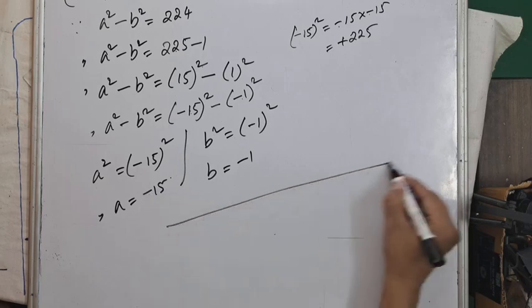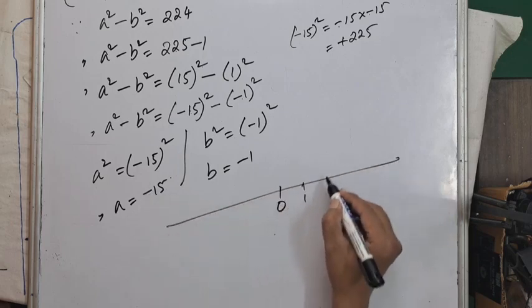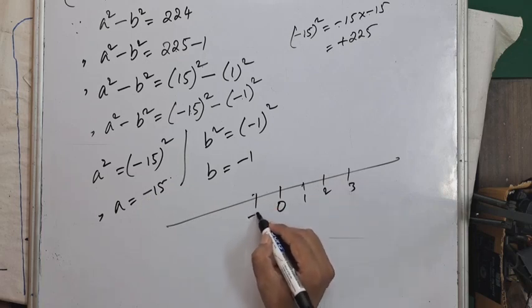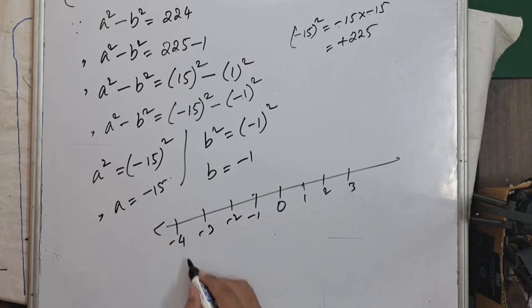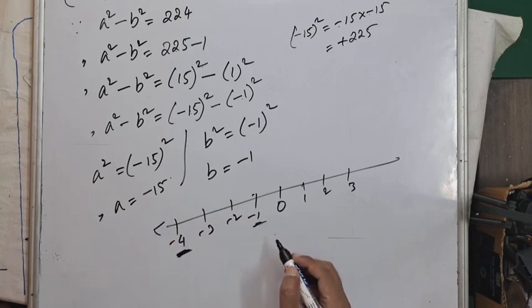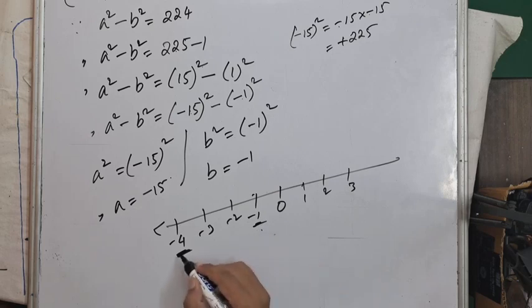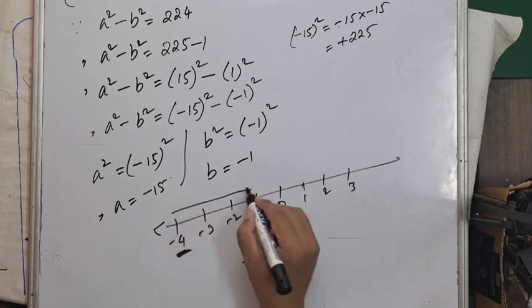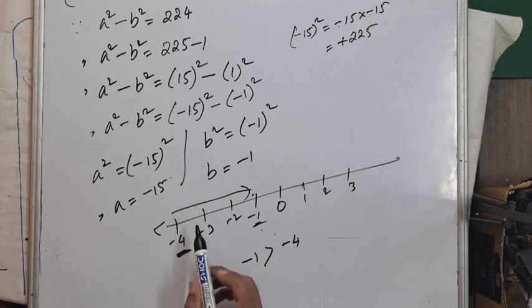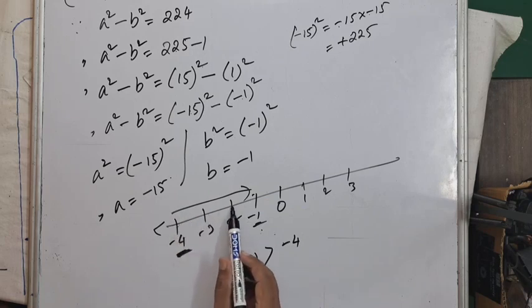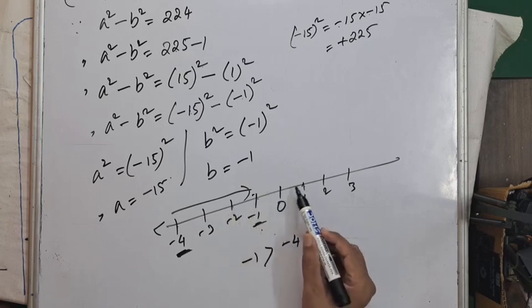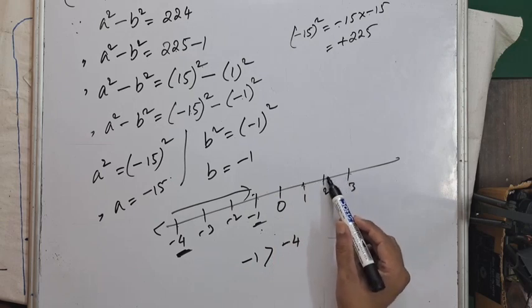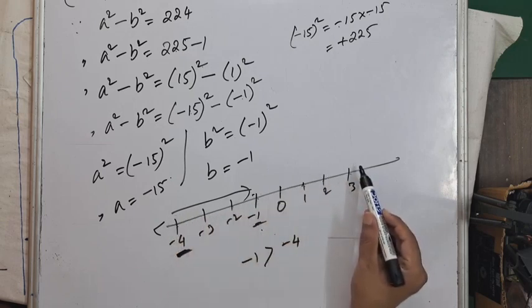its value, isn't it? So this is the number line here: 0, 1, 2, 3, and here minus 1, minus 2, minus 3 and minus 4 and so on. Among minus 4 and minus 1, which one is greater? Minus 1 is greater than minus 4, because if we move from left to right, the value of the number increases. Minus 3 is greater than minus 4, minus 2 is greater than minus 3, minus 1 is greater than minus 2, 0 is greater than minus 1, 1 is greater than 0, 2 is greater than 1, 3 is greater than 2.